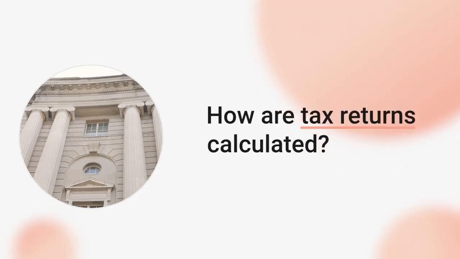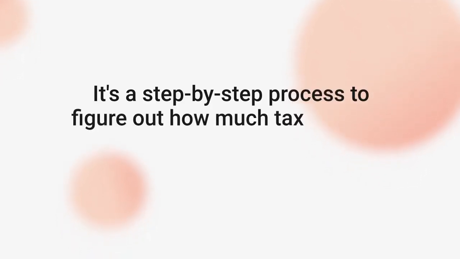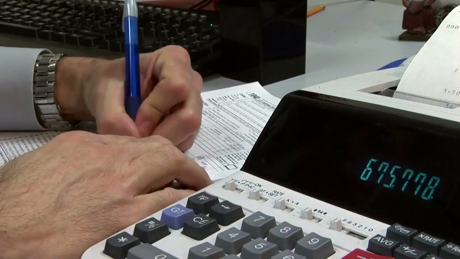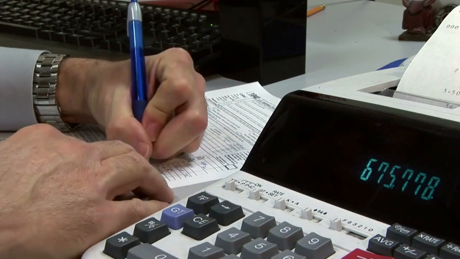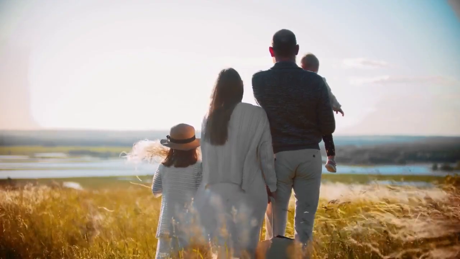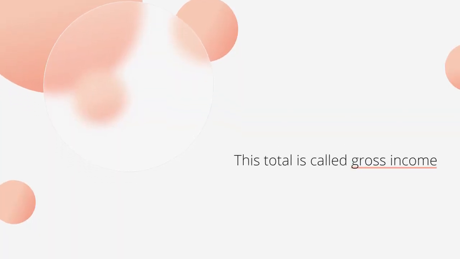How are tax returns calculated? It's a step-by-step process to figure out how much tax you owe the government or if you're due a refund. You begin by reporting all the money you earned throughout the year. This includes wages from your job, income from investments, or money from a side hustle. This total is called your gross income.